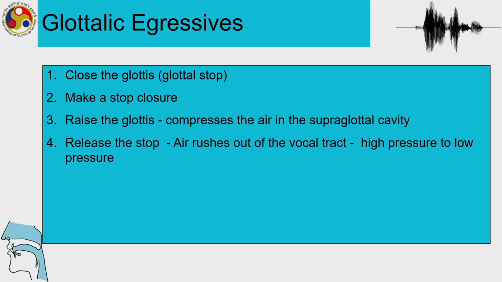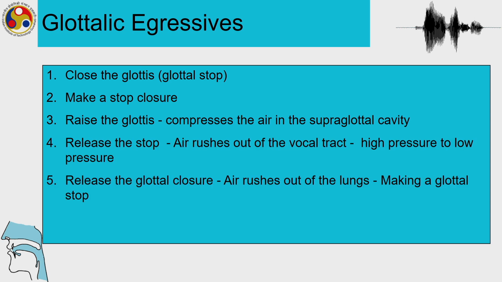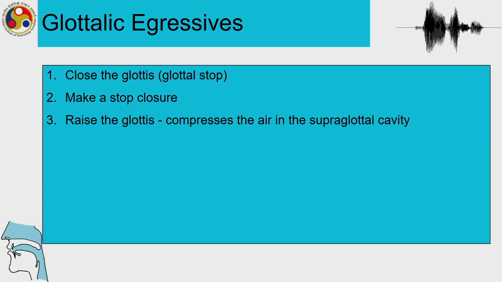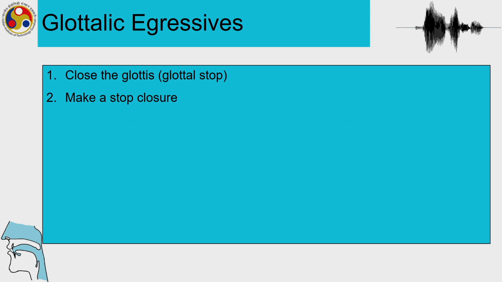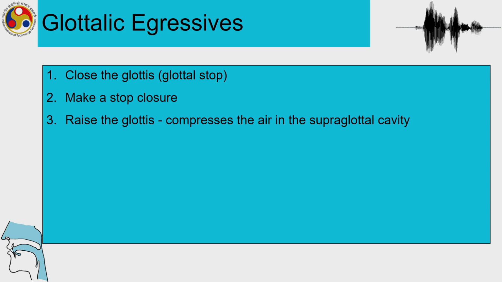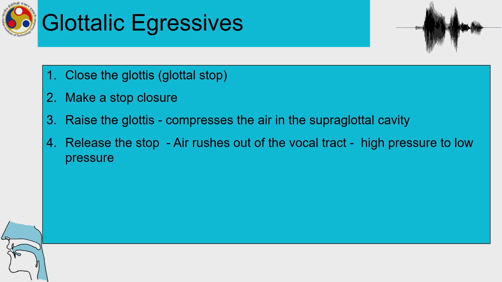Now, the airstream mechanism in the glottis can also produce sounds. So how does that happen? The glottis is closed, a stop closure is made. So first the glottis is closed, and then there's a stop closure, and the glottis is raised, as a result of which the air is compressed in the supraglottal cavity, and then this is released.